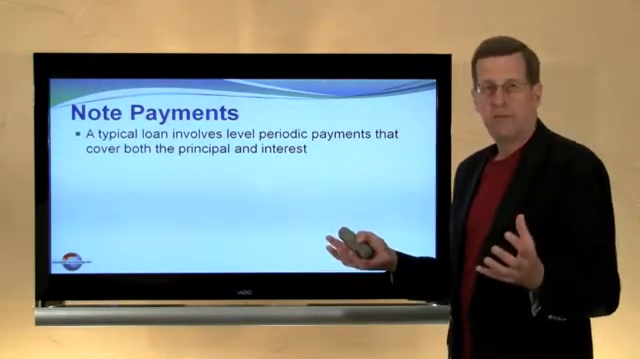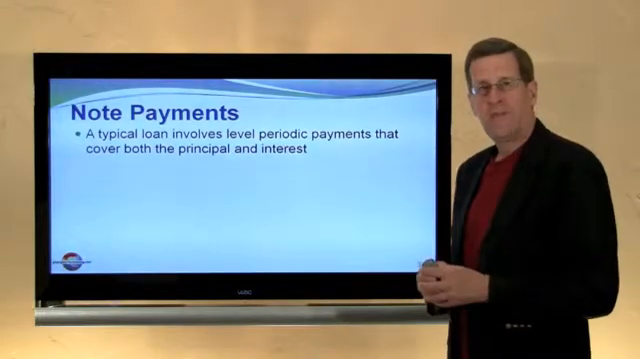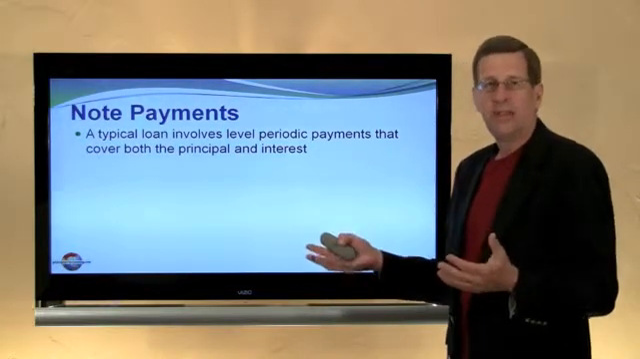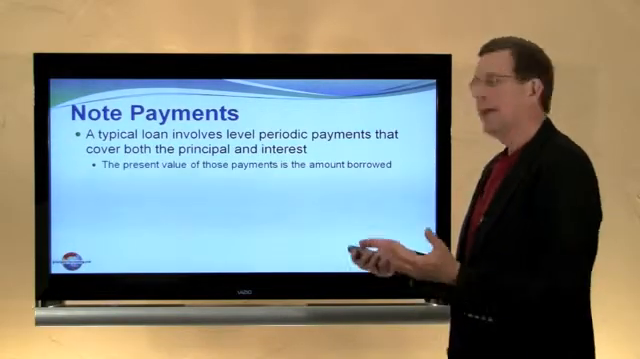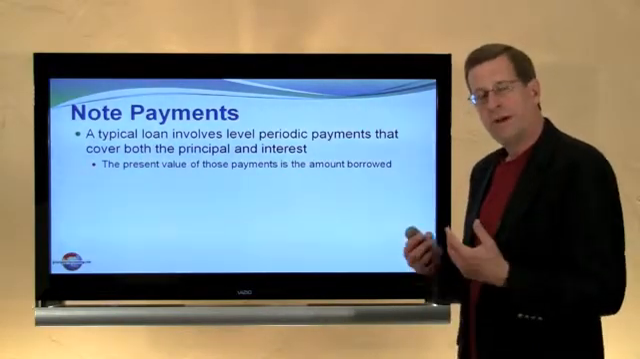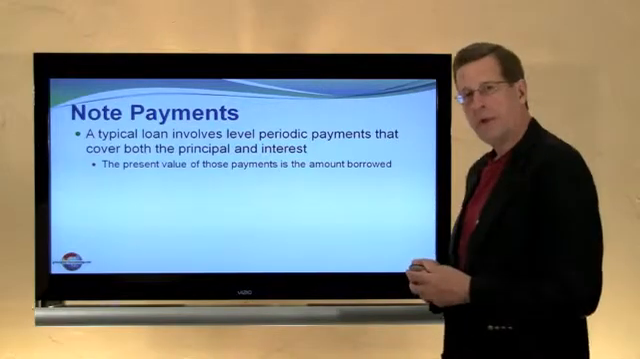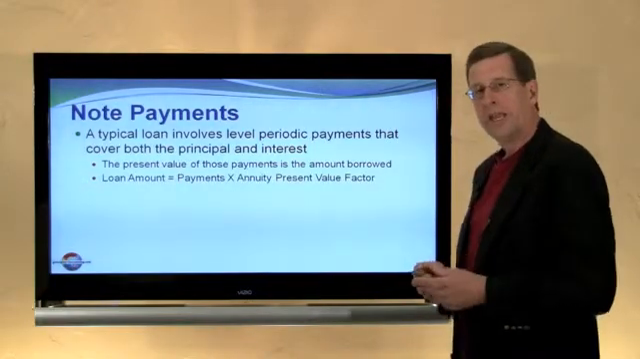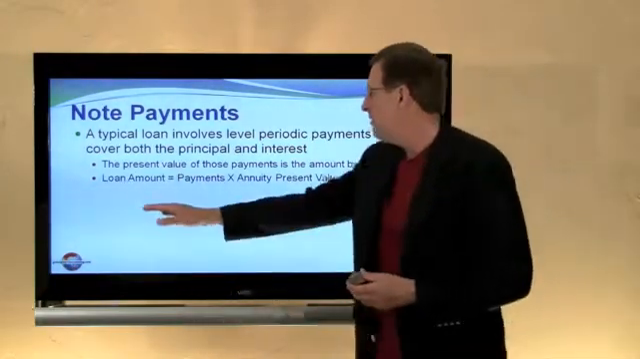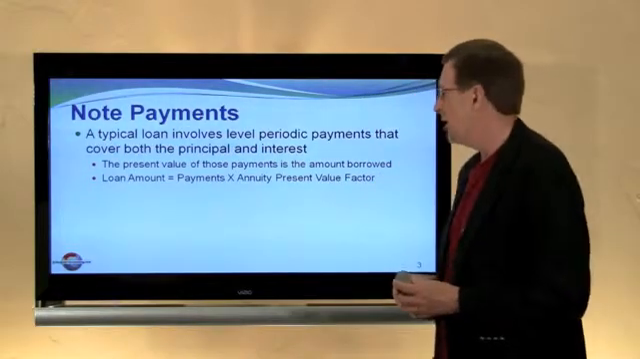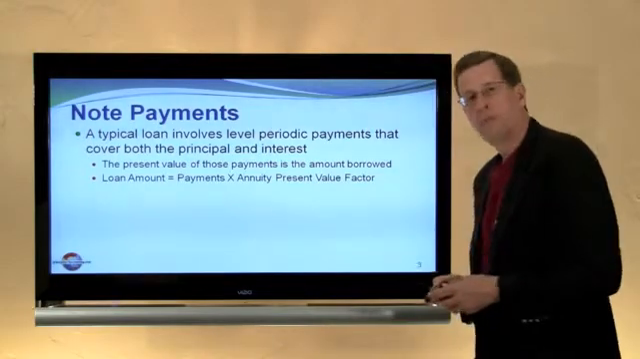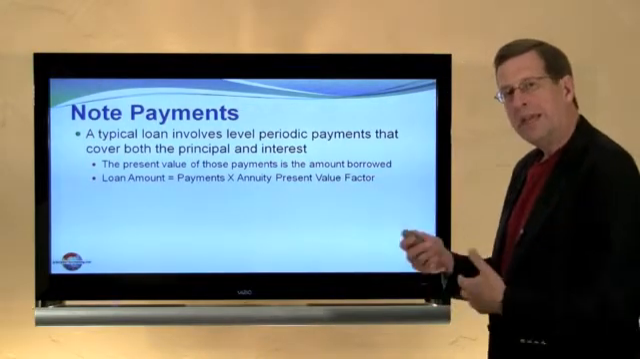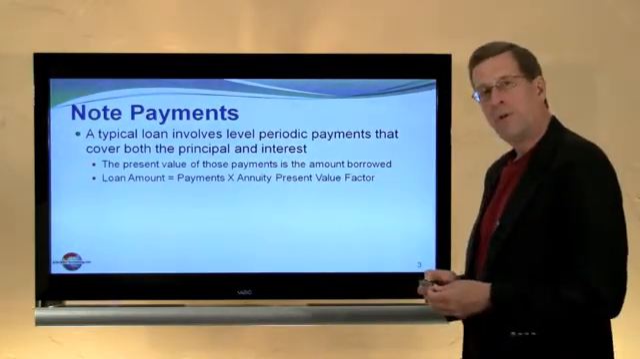That is a stream of payments. Each payment is the same over the life of the loan, and at the end of the loan, the loan is paid off. So we have an annuity. And, in point of fact, the present value of those payments is equal to the loan amount. And so rather than saying the present value equals payments times an annuity present value factor, we can say that the loan amount is the payments times the annuity present value factor. And we're now beginning to understand how we can calculate loan payments.